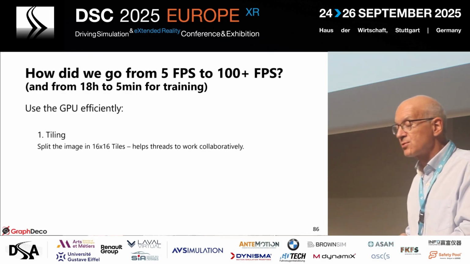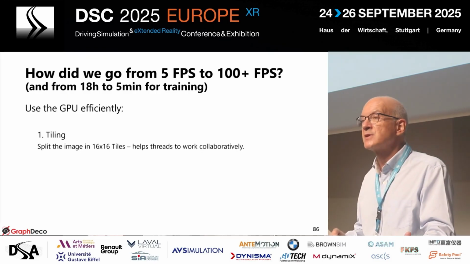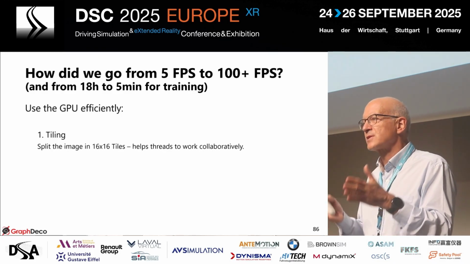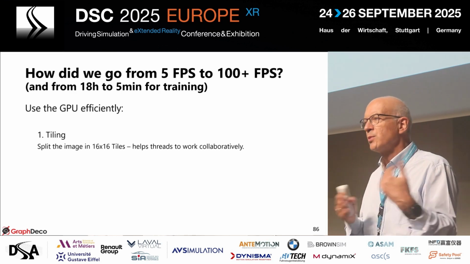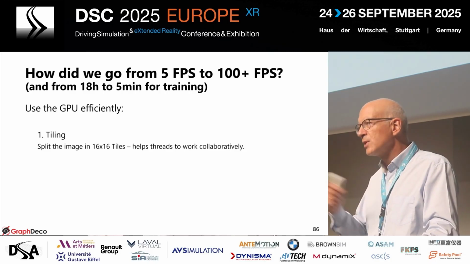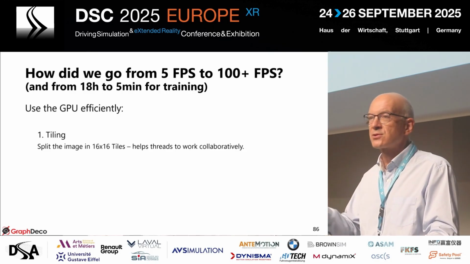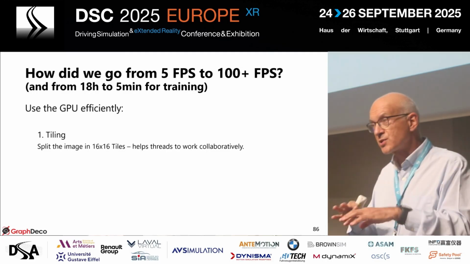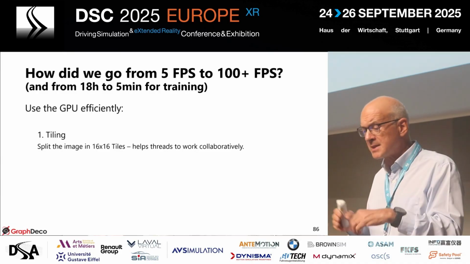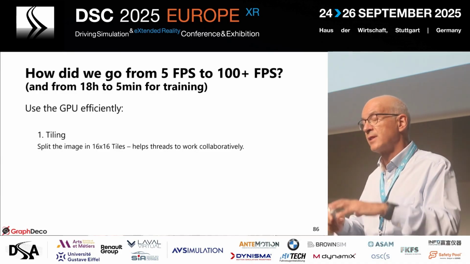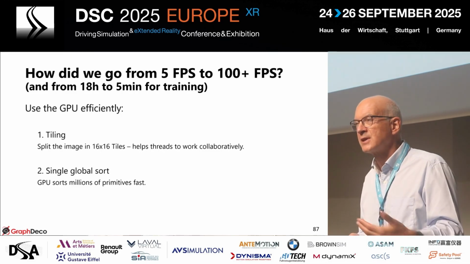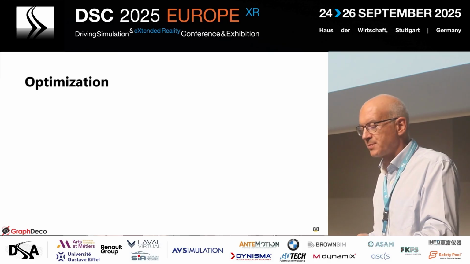The first thing was to use the GPU efficiently. The GPU is a massive multiprocessor, and it's tricky to keep all of the cores in the GPU busy at the same time. What we were doing before is we were sorting for every pixel, which basically means that all of the cores were waiting for the slowest core to finish. And it didn't distribute evenly over all the cores. So first you need to basically split the image into tiles so that the load is distributed well, and do the global sort, which can be done very efficiently using well-known algorithms on the GPU.